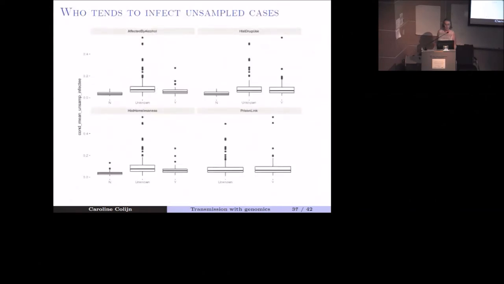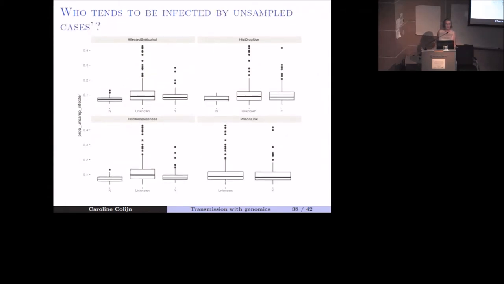And then finally, we have lots of other demographic data, and since we don't know who infected whom, we can't really compare it to our extra data, whether the case was affected by alcohol or had a history of drug use or prison links or a history of homelessness. But we can relate our transphylo estimates of who might be a transmitter and who might infect unsampled cases and so on to those covariate data. So we can look at that. Affected by alcohol seems like an important one. So who is infecting unsampled cases? Who's infected by unsampled cases? So that's, again, sort of in this line of where could we look for unsampled cases?